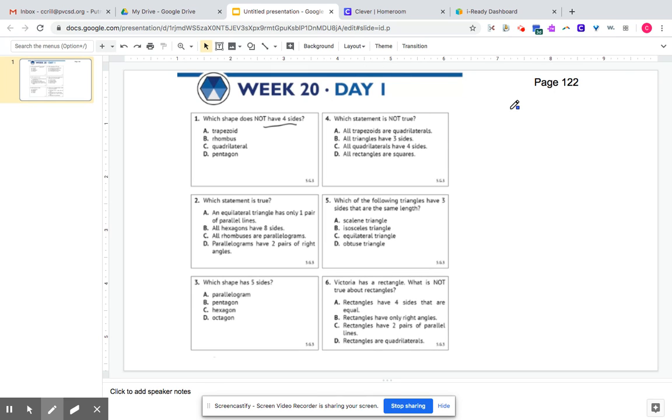We're going to be reviewing some properties of triangles, which is why I had you do the iReady lesson that reviewed triangle properties, as well as those of quadrilaterals. So let's start with number 1.